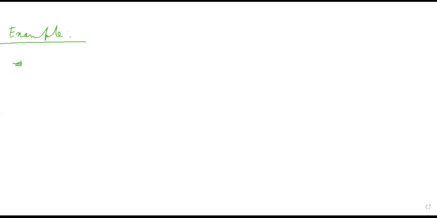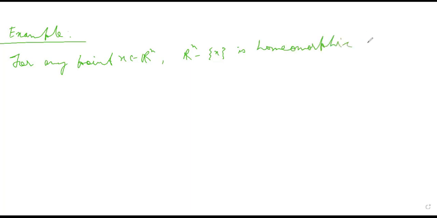So, note that this you can consider as an exercise also. You can try this one: for any point x in Rn, Rn minus x is homeomorphic to Sn minus 1 cross R. So this you can consider as an exercise and try to construct an explicit homeomorphism.